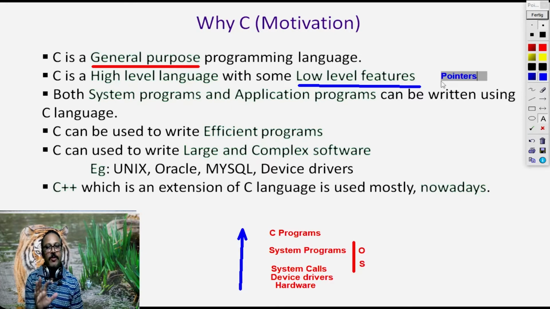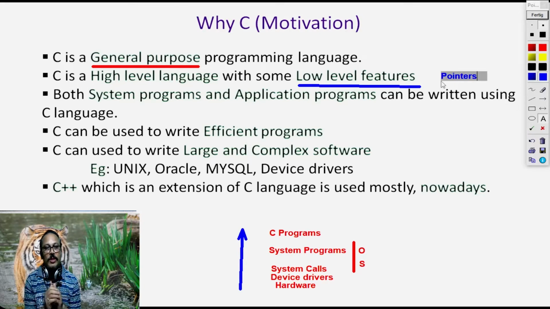So C is a high level language. If somebody asks you whether it is a low level language or a high level language, and in some books, unfortunately, the term middle level language is also used, C is a high level language, with some low level features.